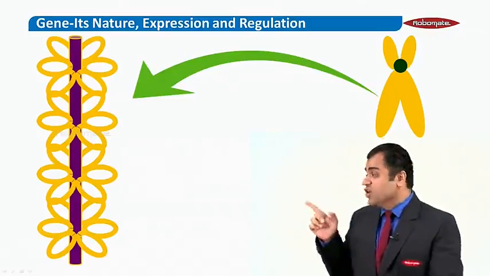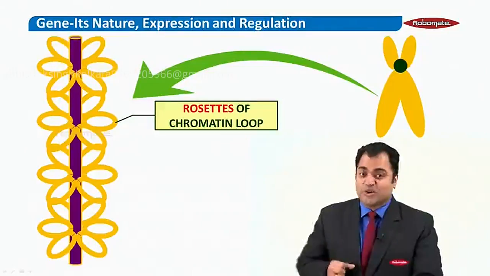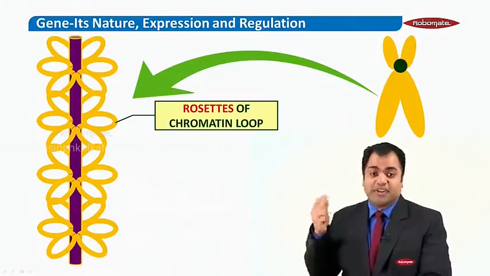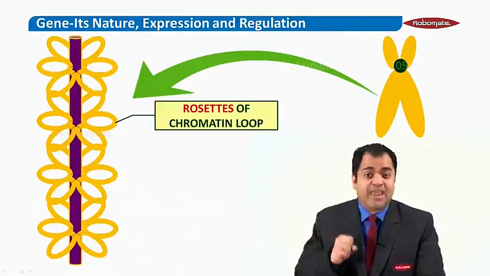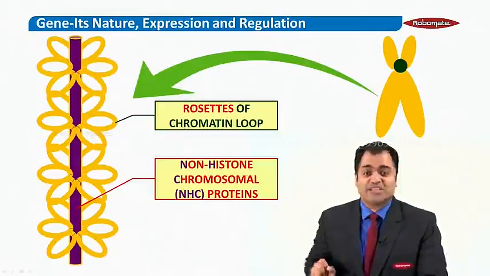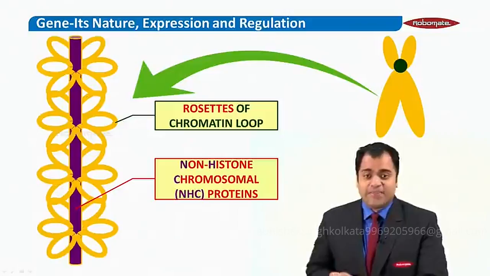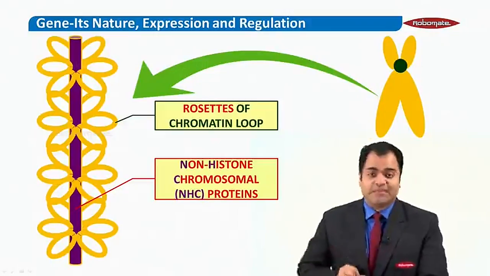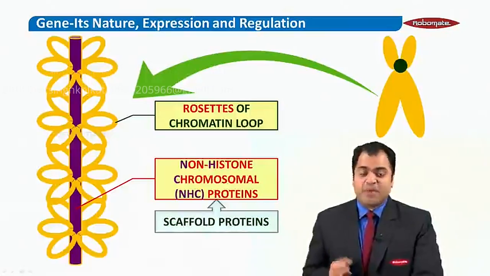What are these loops called? These loops are called rosettes of chromatin loops, because they appear like a flower. And the proteins that are connecting them and keeping them together are called non-histone chromosomal proteins, also called NHC proteins. These proteins have another name. They're also called scaffold proteins. Moving on.